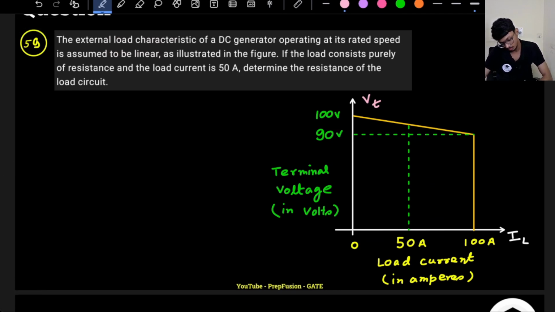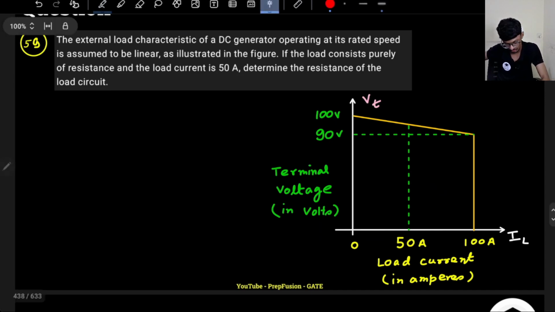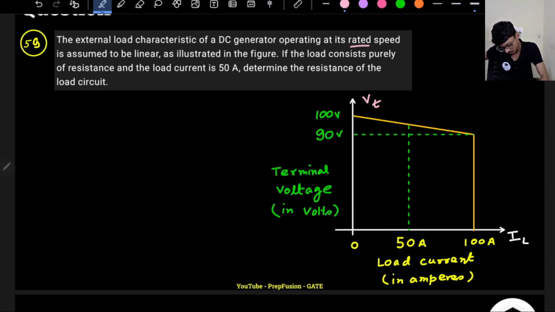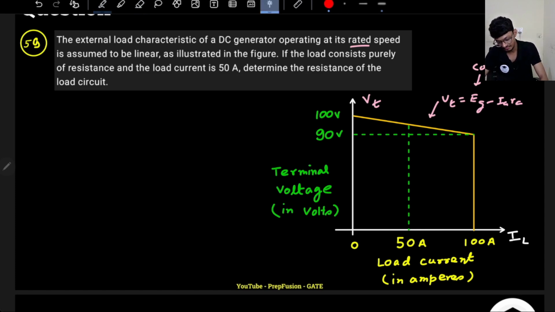I don't know the field current, but from here, what is this equation? I know Vt if we assume that it is operating at rated speed, and the external load characteristics is almost linear. That means it follows the equation of a line. Vt will be equal to Eg minus IaRa. Eg is assumed to be constant, because they have not mentioned anything about flux or anything else. So from here I can easily find out the values.